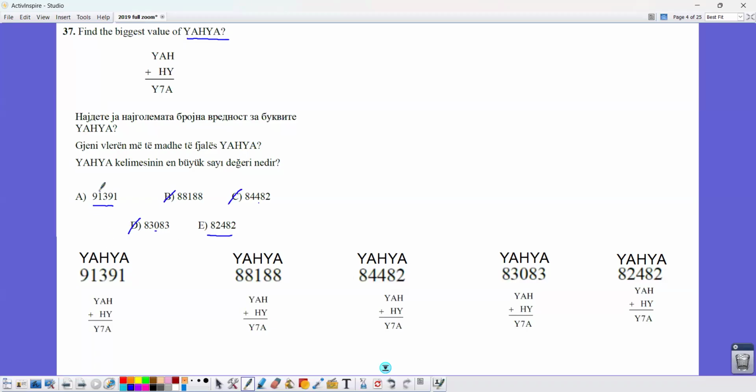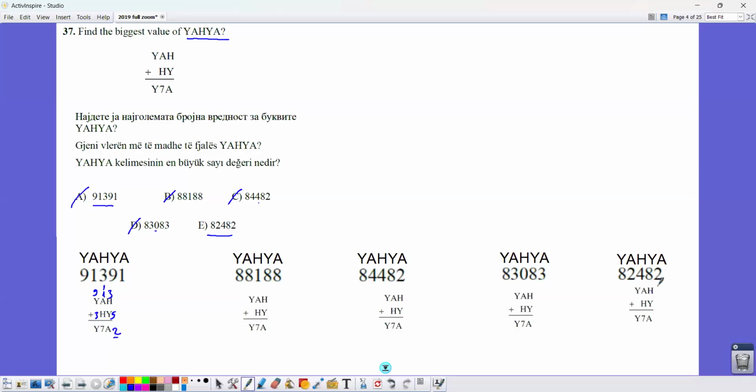For 91,391. So according to this, Y is 9, A is 1, H is 3, then again Y is 9 and H is 3. When you will add 3 plus 9, it's 12, 1 in mind. But as you see, we said that A is 1. So here you are finding that A is 2, so it's not working. Your answer will be E.